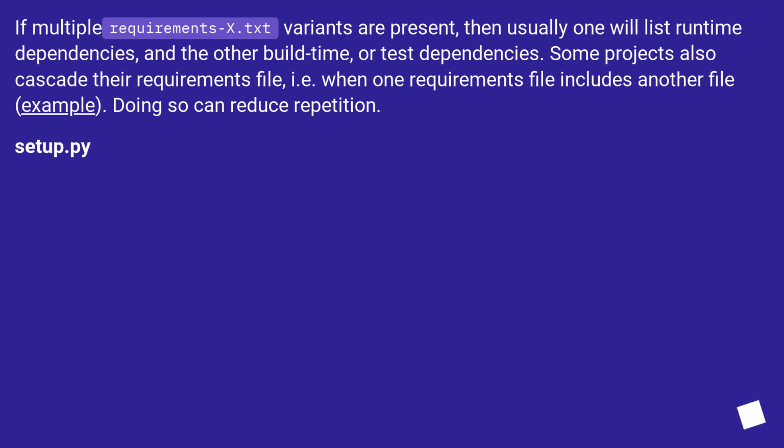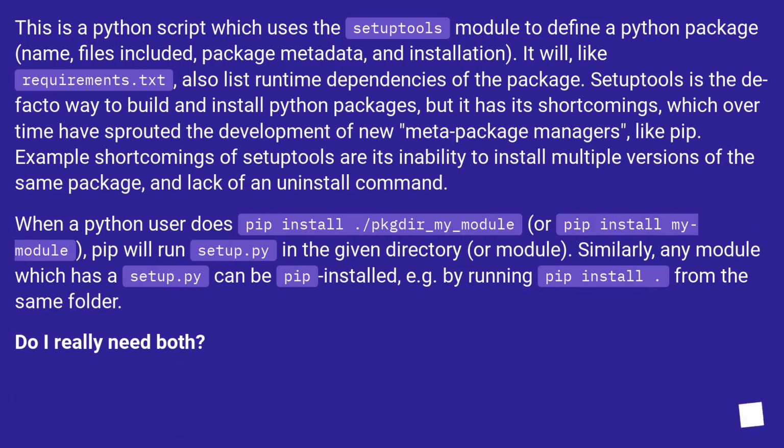Setup.py. This is a Python script which uses the setuptools module to define a Python package: name, files included, package metadata, and installation. It will, like requirements.txt, also list runtime dependencies of the package. Setuptools is the de facto way to build and install Python packages, but it has its shortcomings, which over time have sprouted the development of new meta package managers, like pip.